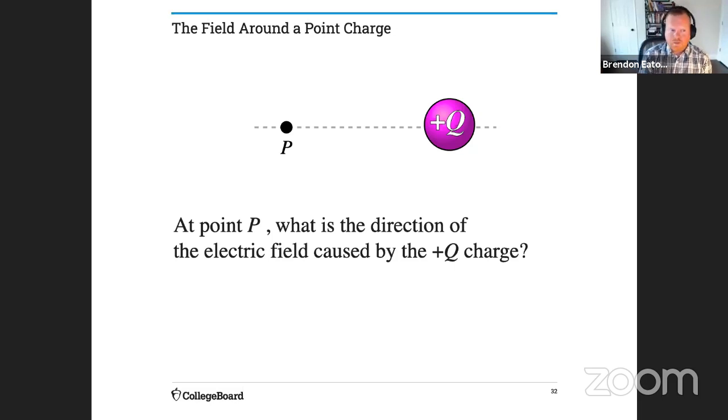Like Mr. Mancino just said, an electric field points in the direction that a positive charge experiences a force from the field. So in this case, actually in all these cases, the electric field is going to point away from the positive charge. Since point P is along that x-axis, it's just going to point straight to the left.